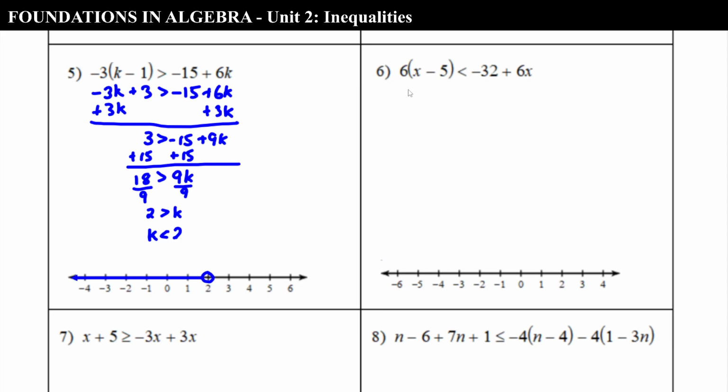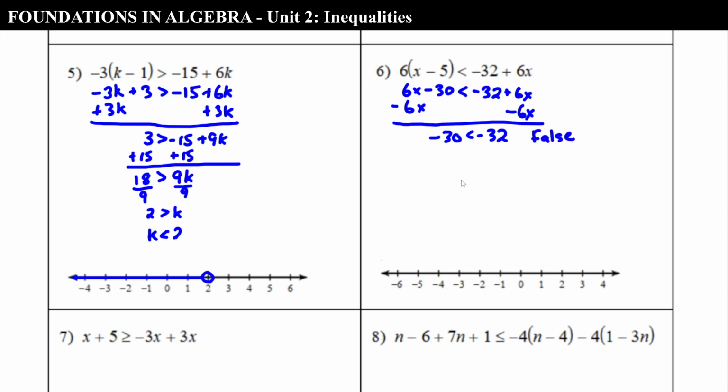For number 6, we have to distribute first. 6x minus 30 is less than negative 32 plus 6x. And we're going to subtract 6x from each side. And that's going to give us negative 30 is less than negative 32. This is a false statement because negative 32 is actually less than negative 30. So that means we have no solution, and we will not fill in anything on our graph.